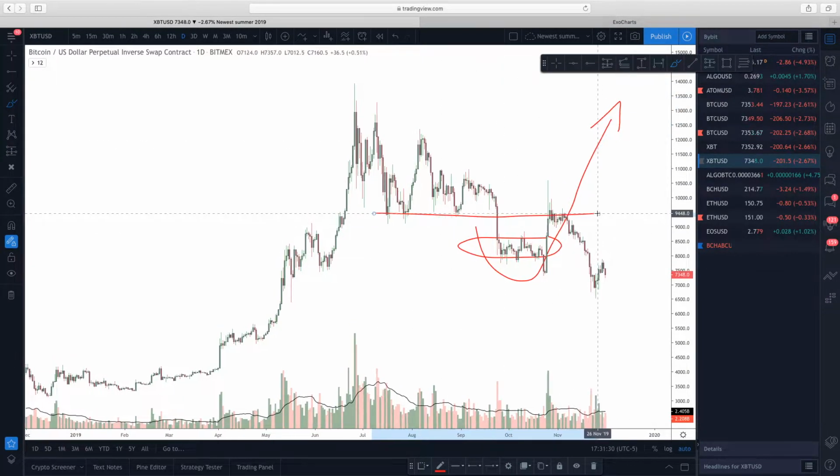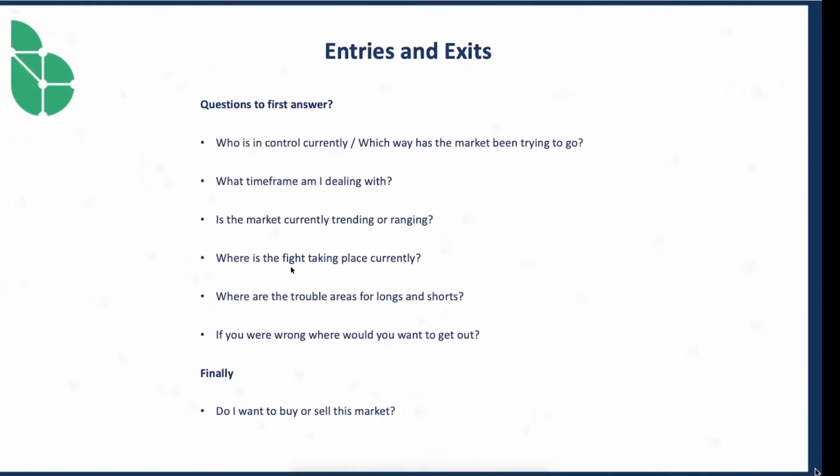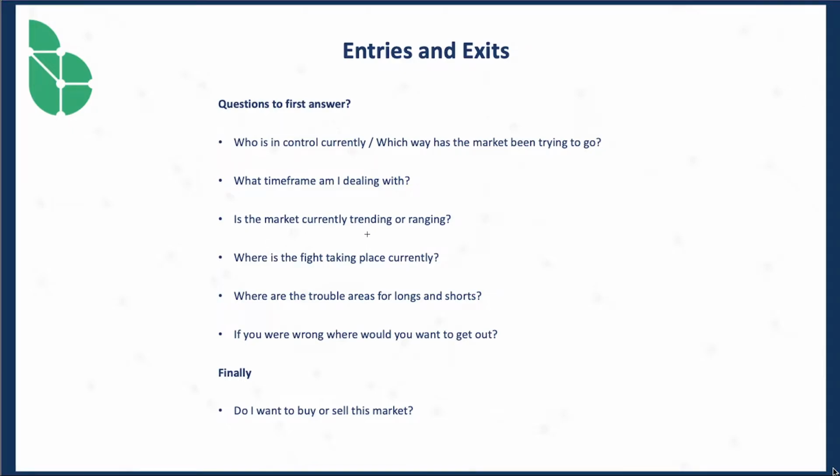Because your first area of business is always the most recent market structure. So always keep things in frame. Moving forward, keep things in frame. Is the market currently trending or ranging?